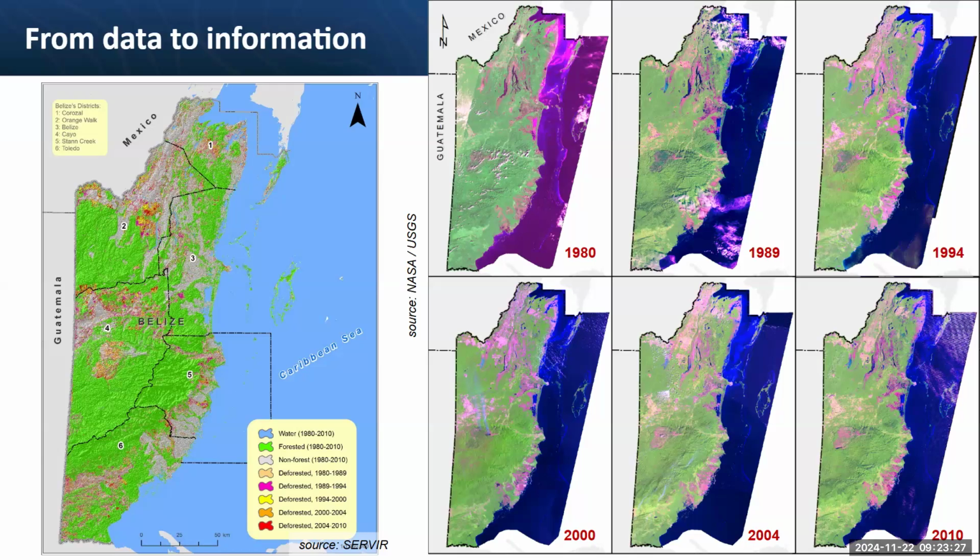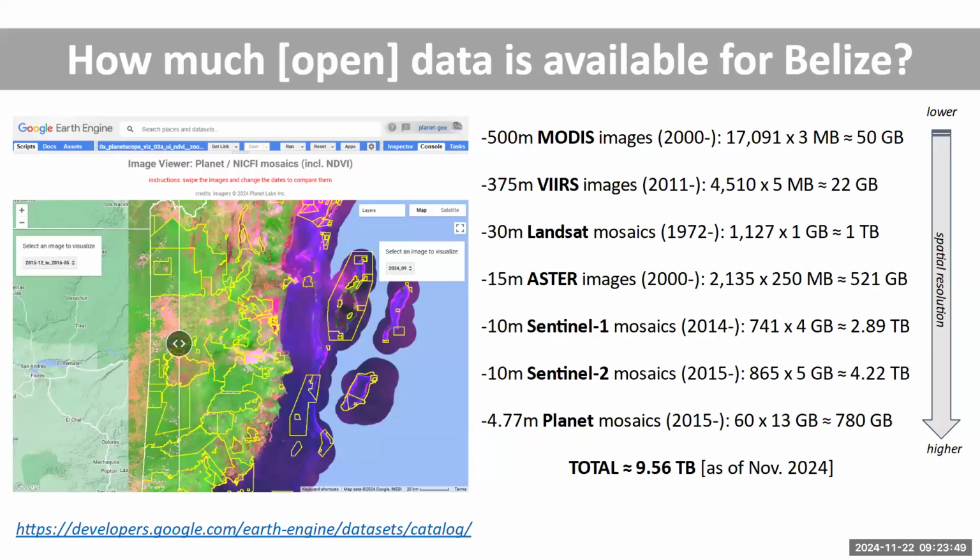But in 2010, a year plus after the archive had been opened, I got access to Landsat data from 1980 through 2010. And then I was able to, with colleagues in the Belize Forest Department and the Ministry of the Environment, come up with a map showing change and stuff like that. And so I thought that was pretty awesome.